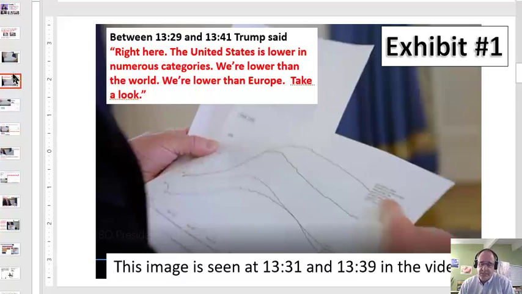There's a number of things wrong with this. It's not numerous categories. This is a single category. And he read off 3 entities, the U.S., the world, and Europe. There are 4 lines on there. What's the 4th line he's not reading about? And he got confused. I'll show you why.